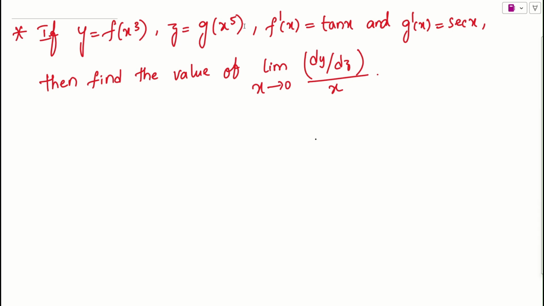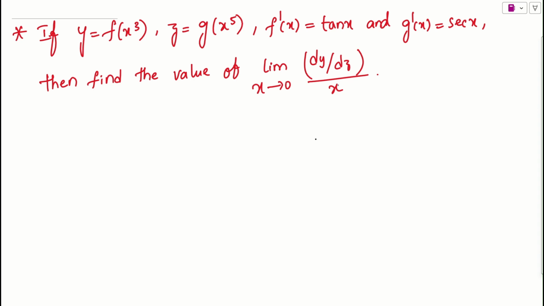Let us see what was the question given here. What did they mention here? If y is f of x cube and z is g of x power 5, then f dash of x is tan x and g dash of x is secant x. Then what are they asking? They're asking us to find the limit as x tends to 0 of dy by dx. Agree?